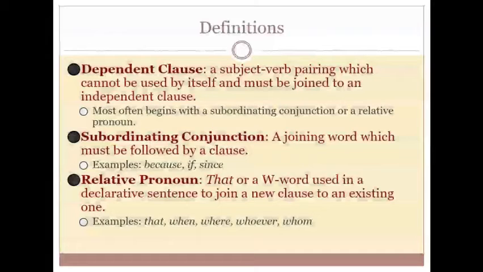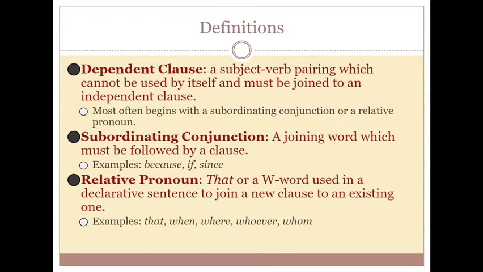Some definitions. Again, dependent clause. This is a subject-verb pairing which cannot be used by itself and must be joined to an independent clause. Most often, this is going to begin with a subordinating conjunction or a relative pronoun. Again, a subordinating conjunction is a joining word which must be followed by a clause. Some examples are because, if, since. Relative pronouns. It's the use of the word that or a W word.